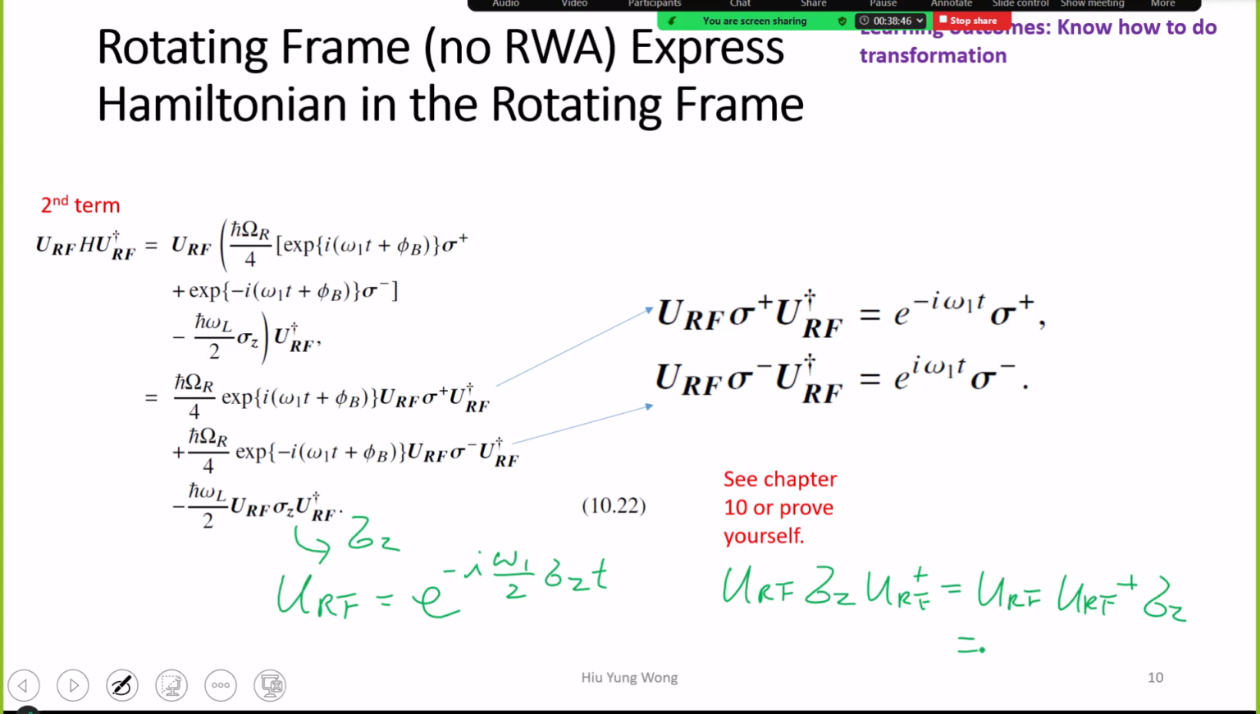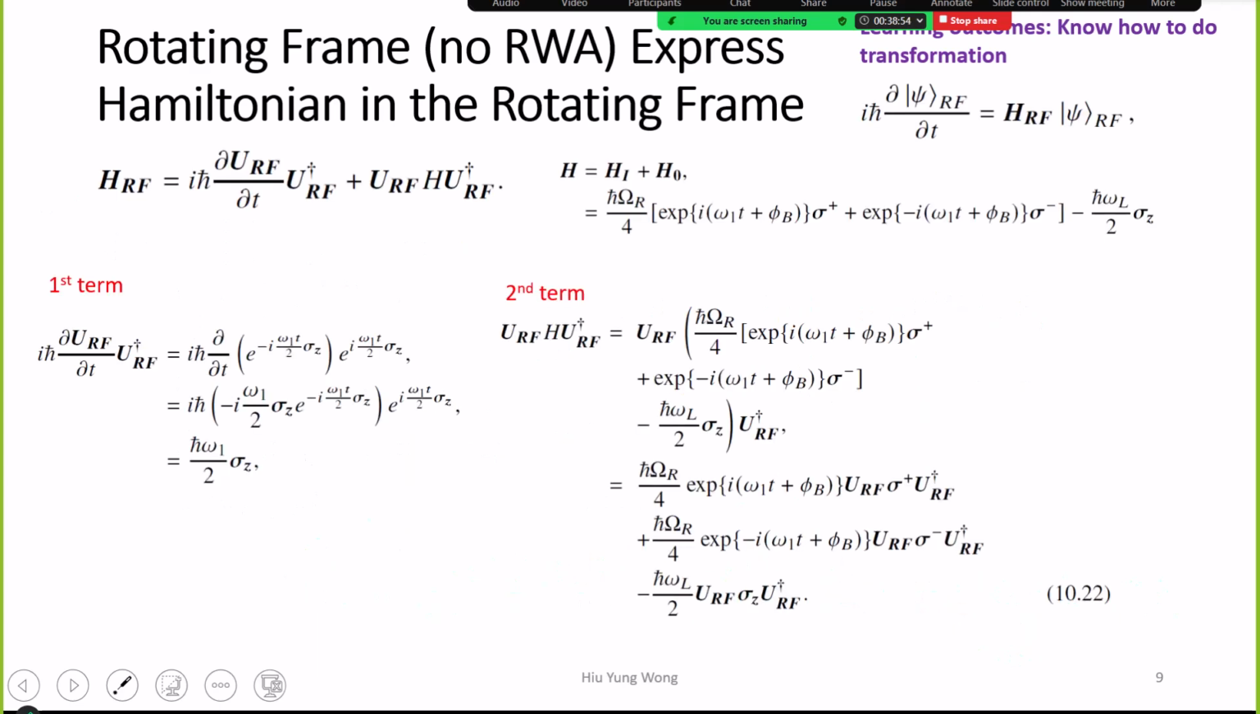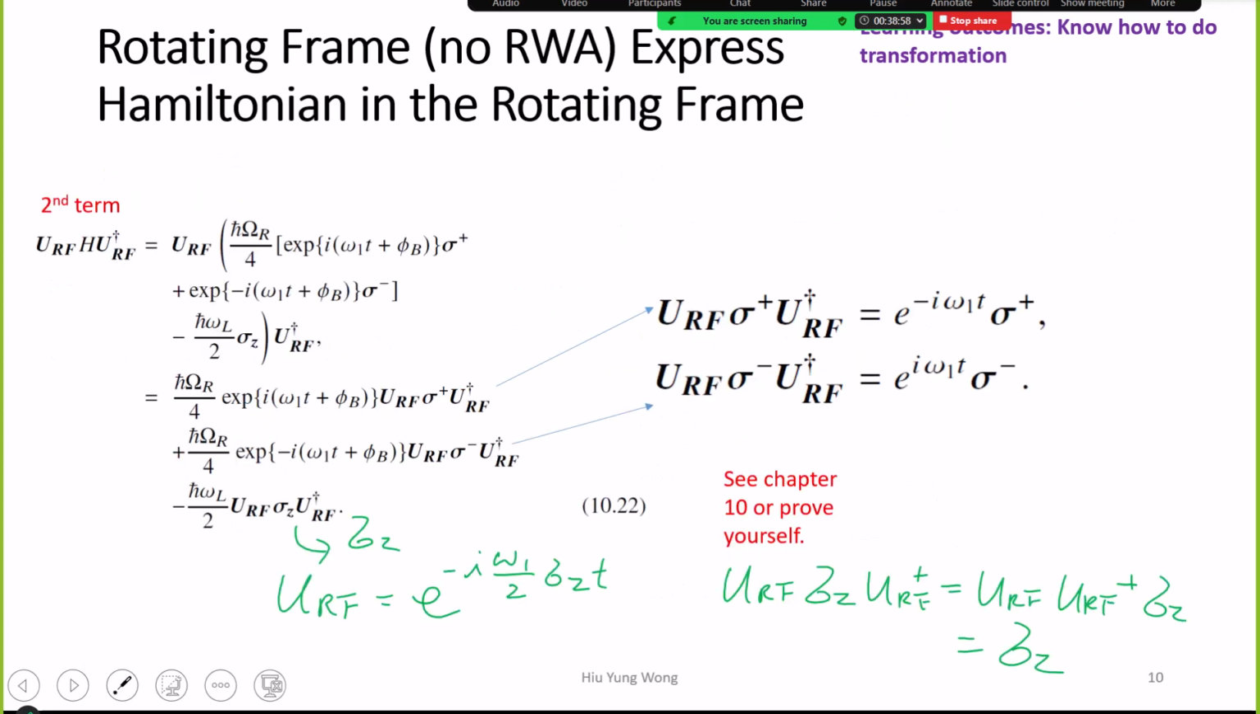Again, because it is a unitary matrix, that's why we get this one. We don't go through the math, but you see that this process gives me a term that is h bar omega 1 divided by 2 sigma x. One term is negative h bar omega L divided by 2 sigma z. So they can be grouped together.